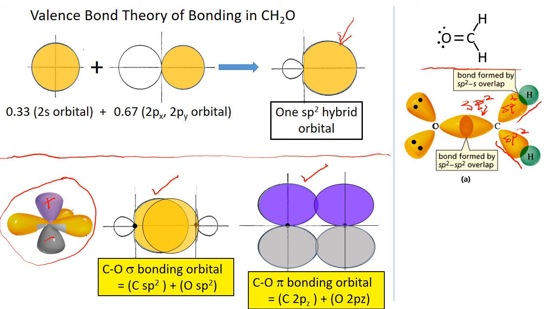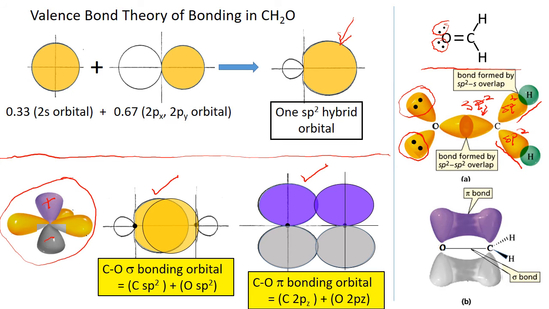And then for oxygen, since I have this unshared pair of electrons here in the Lewis structure, I end up with the same thing in the valence bond theory of CH2O. And here are my non-bonding pairs that occupy two of those sp2 hybrid orbitals on oxygen. Okay, so that's the sigma bonding scheme in the plane. Let's look at the pi bonding scheme.